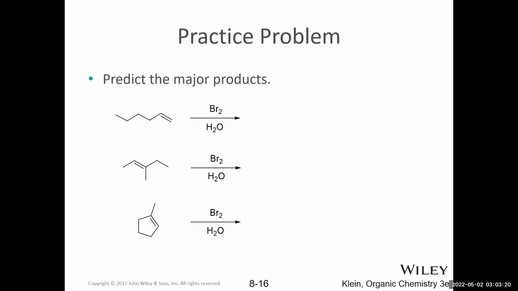Okay, let's do a practice problem where it says predict the major products. So again, let's go over what we want to do for this problem. First, ask yourself, given the reagents, bromine and water, what's getting added across the double bond? Your answer should be bromine and OH. And then because it's not the same group, what's the regioselectivity, right?